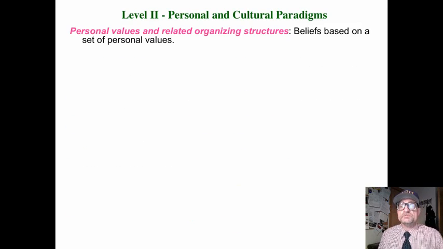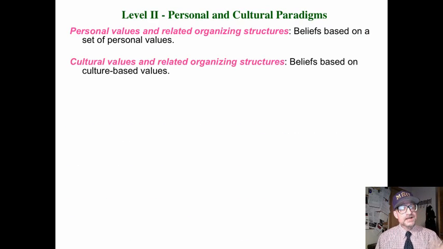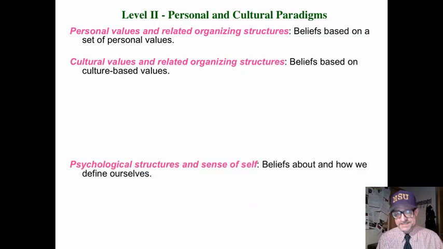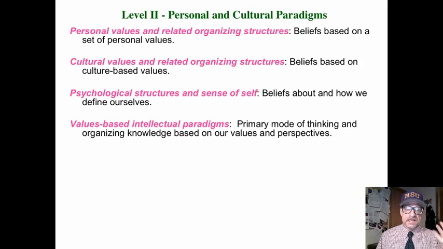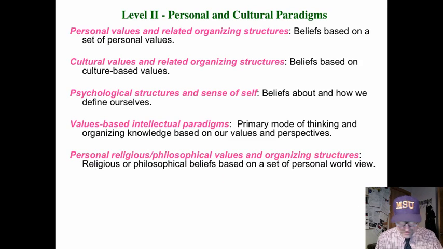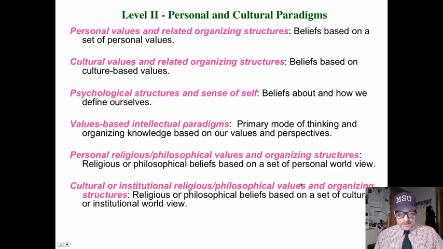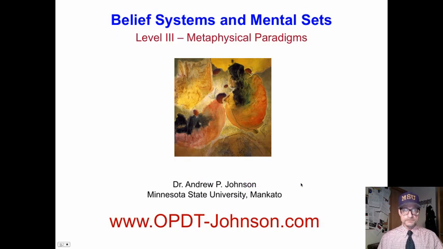Level 2, personal and cultural paradigms. Beliefs, these are the types of things that fit in there. Beliefs based on a set of personal values. Beliefs based on our cultural values. These are a little bit more data resistant. Our beliefs about and how we define ourselves. Primary mode of thinking and organizing knowledge based on our values and perspectives. All fit within level 2. Religious or philosophical beliefs based on a set of personal world views and our religious or philosophical beliefs based on a set of cultural or institutional world views.